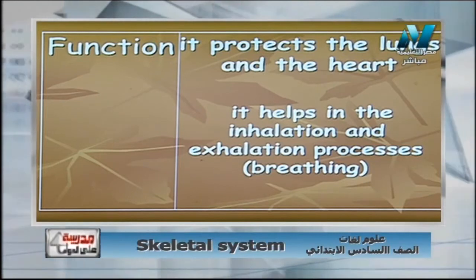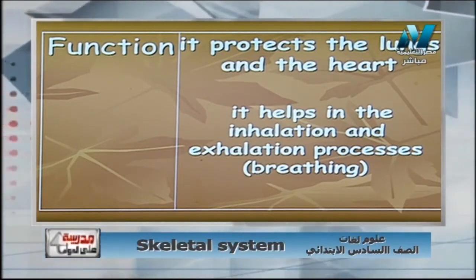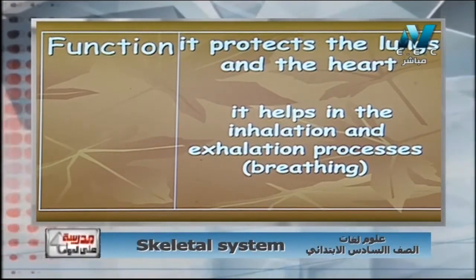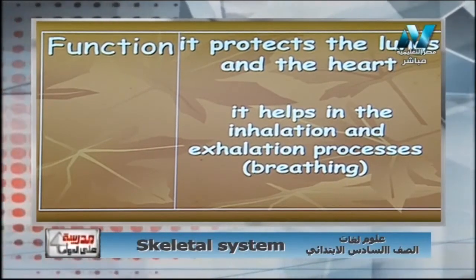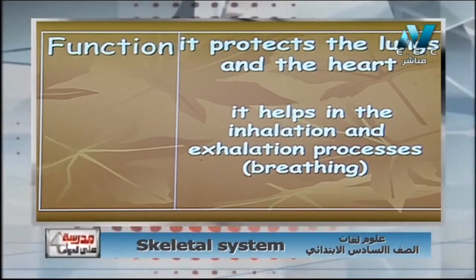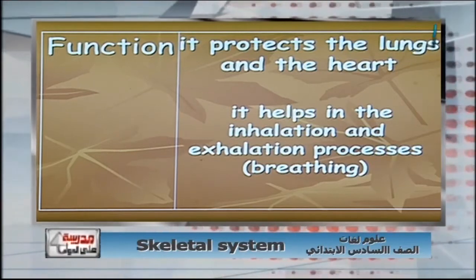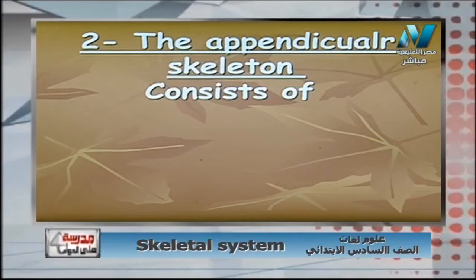كمان بيساعد في الانهيليشن الشهيق والاكزيليشن الزفير أو breathing process عملية التنفس أو respiration process. Again, the rib cage is a very important part in the skeletal system or the axial skeleton because it protects the heart and the two lungs and also it helps in the inhalation and the exhalation processes or breathing process. So now let us move to the second part of the skeletal system.